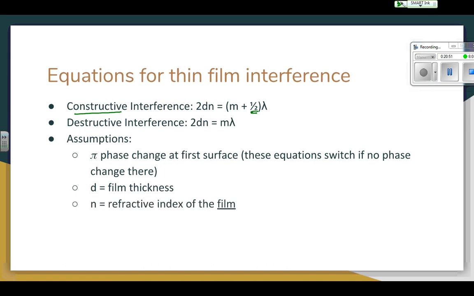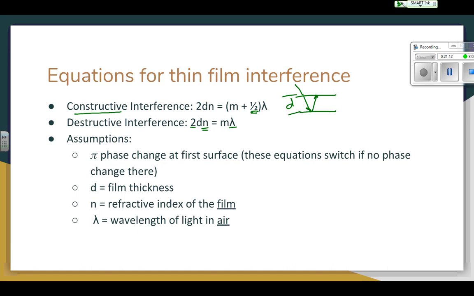N is the refractive index of the film that is creating this interference pattern. And finally, lambda is the wavelength of light in air. Now, the reason we get the lambda and this N in here, and the 2, again, the 2 has to do with the fact that the light had to travel in and back out of the thin film.